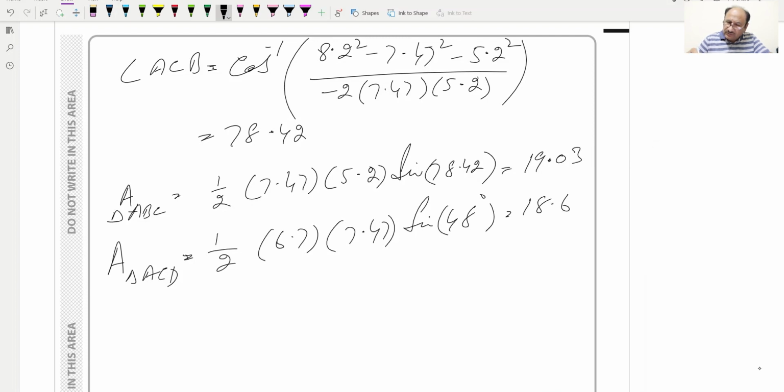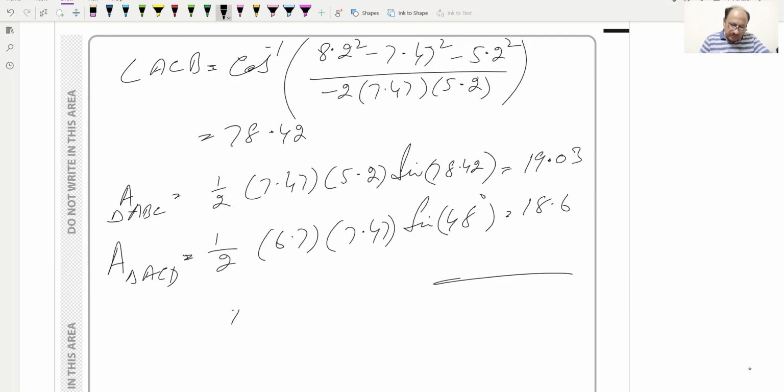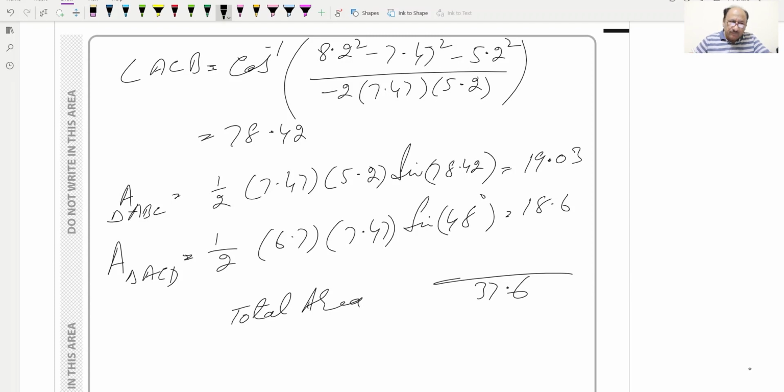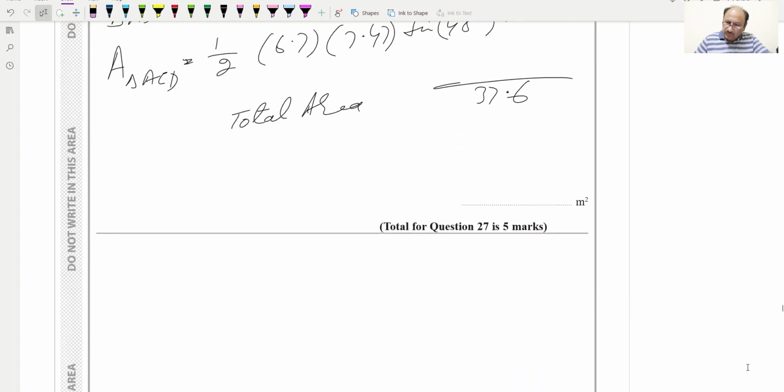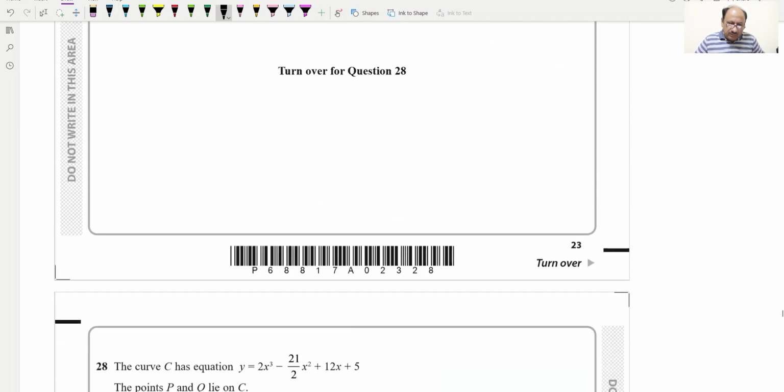If we add both, 19.03 plus 18.6 is equal to 37.6. So the total area will be equal to 37.6, and this will be in meters squared. We have just added these two areas, and this is 37.6 meters squared. Now this is done, and we can move to question number 28.